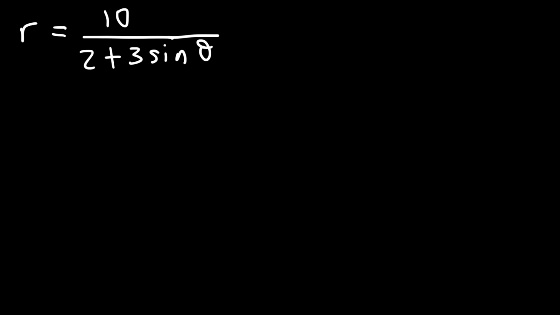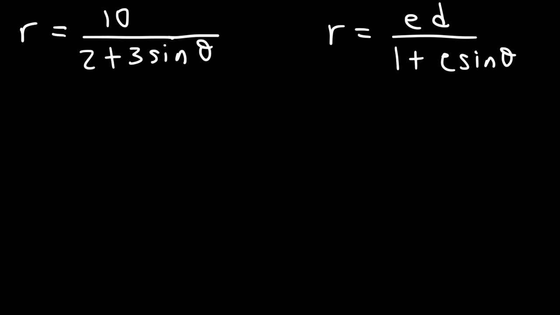Now let's try this example. Let's say that r is 10 divided by 2 plus 3 sine theta. So let's go ahead and graph this particular conic section. So let's recognize the form that it's in. So this is r equals ed over 1 plus e sine theta. So what is e and d in this example?